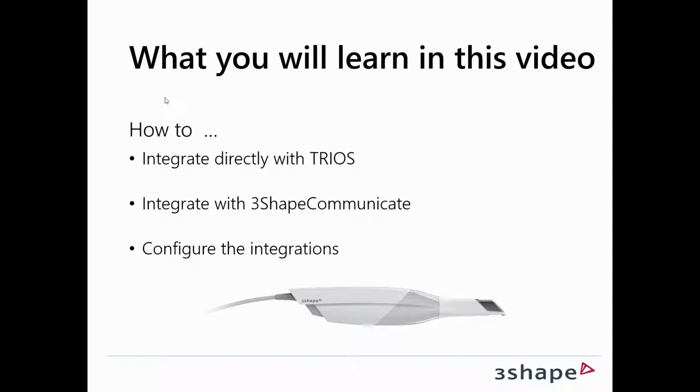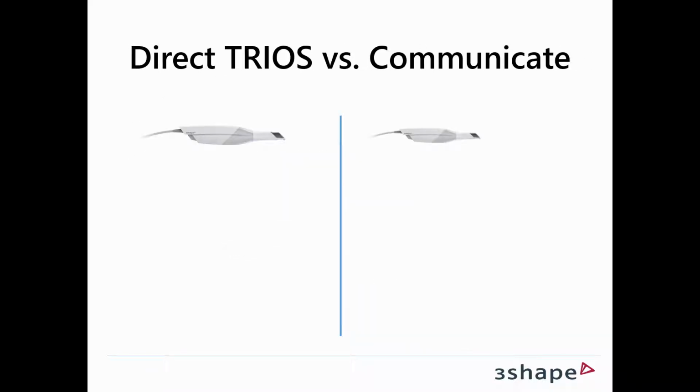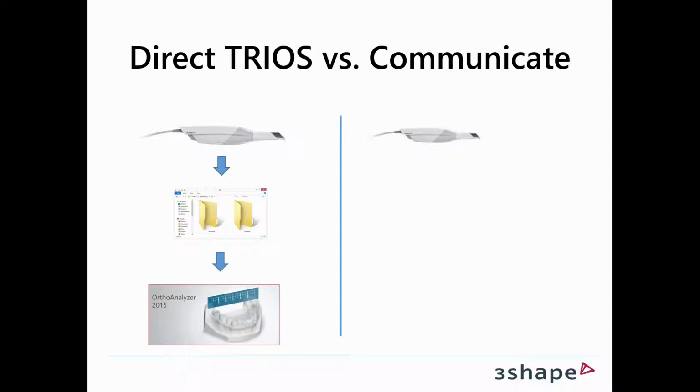If you compare the two models here, direct TRIOS versus Communicate, let's look at the direct TRIOS connection first. Basically what happens is that you make a scan with your TRIOS scanner. Those scans end up in a file folder on your computer, and then the ortho system simply picks up those scans from the file folder. So very, very easy to understand.